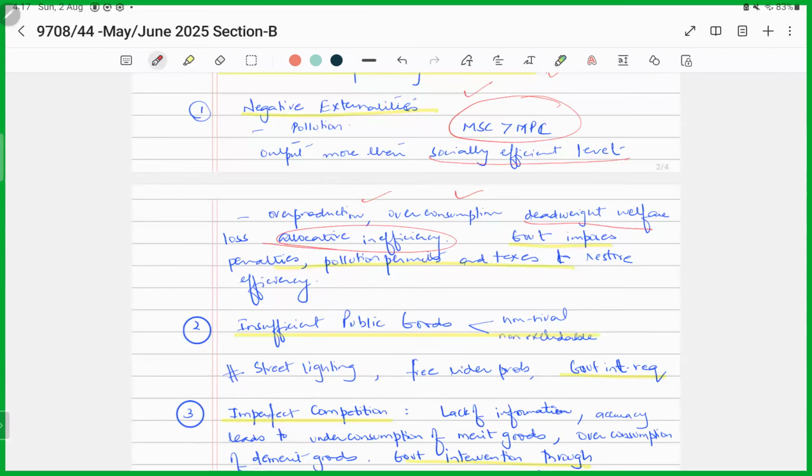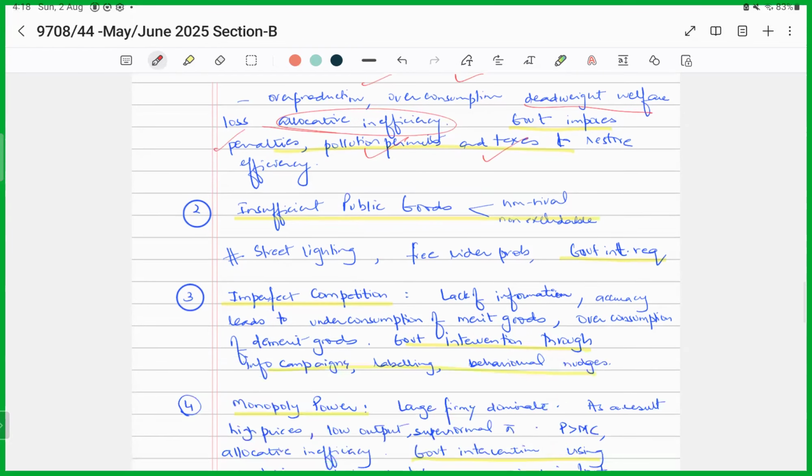As a result, it would be important for the government to intervene in order to restrict these negative externalities. What the government can do is either impose penalties or provide pollution permits. That means it would allow a certain level of pollution to be acceptable, and beyond that, it won't be. And it can further impose taxes in order to combat inefficiency or in order to restore efficiency.